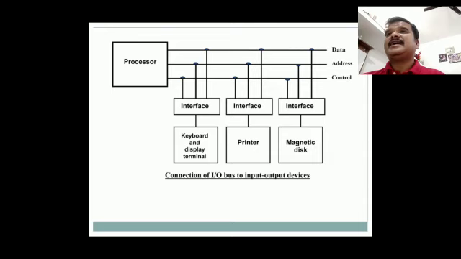Input output bus and interface module. It defines the typical link between the processor and several peripherals. The input output bus consists of data lines, address lines and control lines. The input output bus from the processor is attached to all peripheral interfaces to communicate with a particular device. The processor places a device address on the address lines.